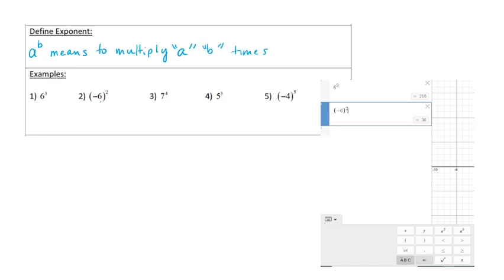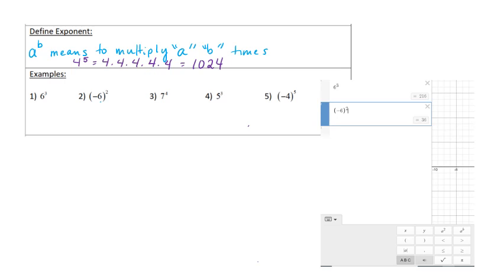So for instance, if we have 4 to the 5th, that means to multiply 4 times 4 times 4 times 4 times 4, which makes 1024. All right, so exponents make a number big really quickly. It also can make a number small really quickly, but we'll talk about that another time.